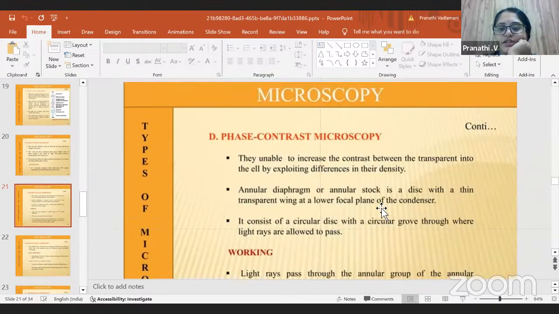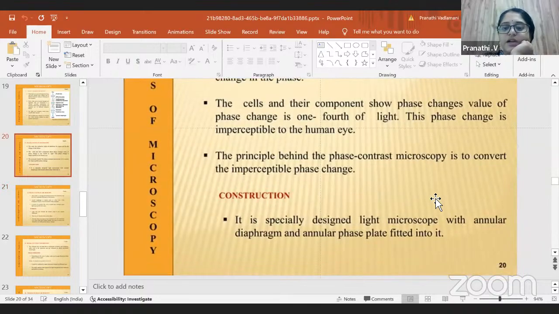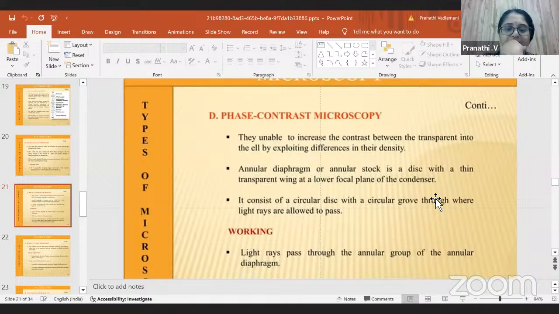Again, it is a specially designed light microscope and it has an annular diaphragm and an annular phase plate fitted into it. So you can just read. In phase contrast microscopy, you are able to increase the contrast between transparent cells. So if you want to see the density, like I told you, you have to see through the different lenses, and they will help in making out the difference and then you'll be able to see.